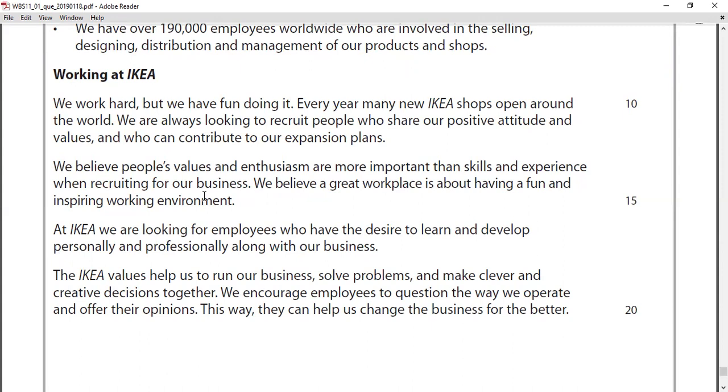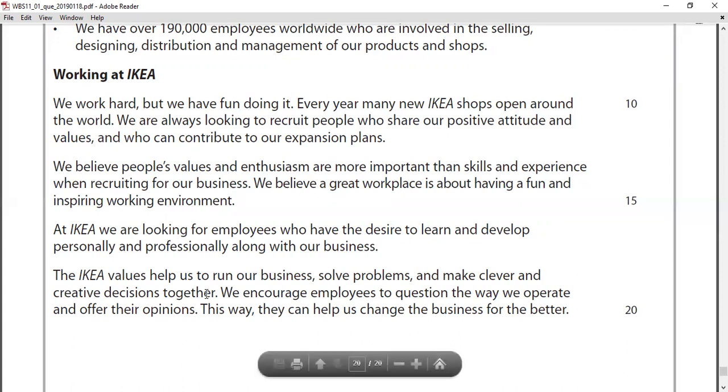When recruiting for our businesses, we believe a great workplace is about having a fun and inspiring work environment. At IKEA, we are looking for employees who have the desire to learn and develop personally and professionally along with our business. So they need open-minded employees. It's a very good culture.